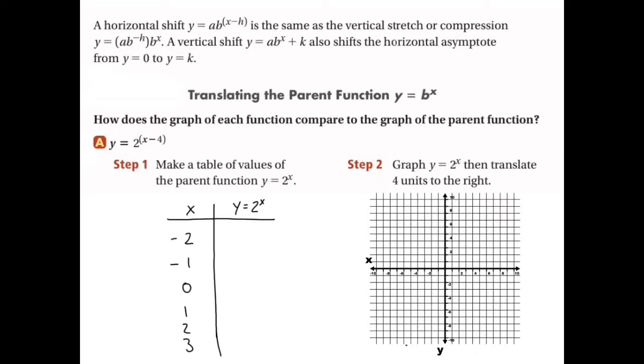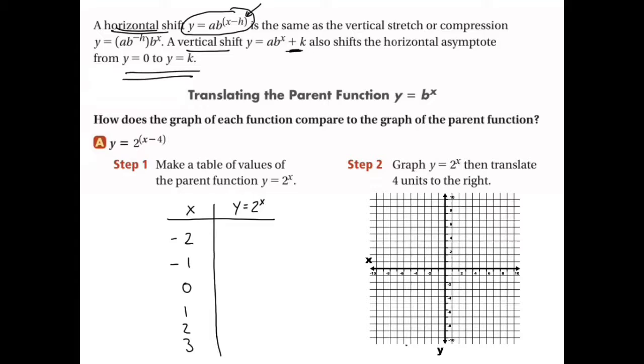So in reality, all they're saying is that when it's written like this, if you have an h value impacting your x, that is your exponent, this is going to be a horizontal shift. And we're going to be able to see that shift just like we would anything else, where if it's addition, you're going left, if it's subtraction, you're going right. A vertical shift is when you have a constant or an additional value outside of the actual exponential piece. And it's not only moving it up and down, it's also adjusting the horizontal asymptote. And remember, that's the line that this graph will get infinitely close to but never cross.